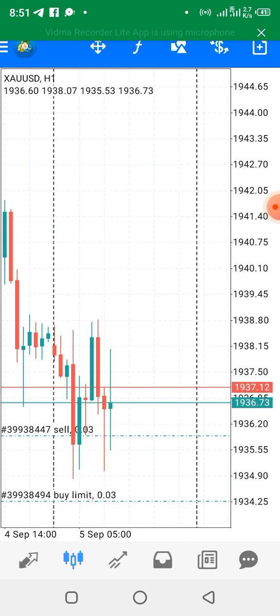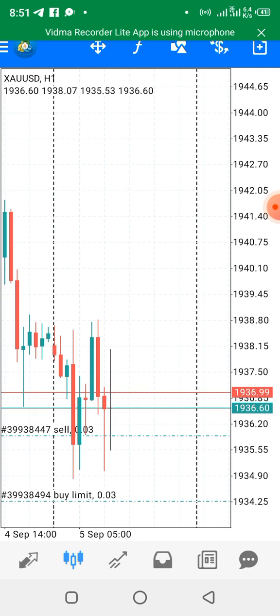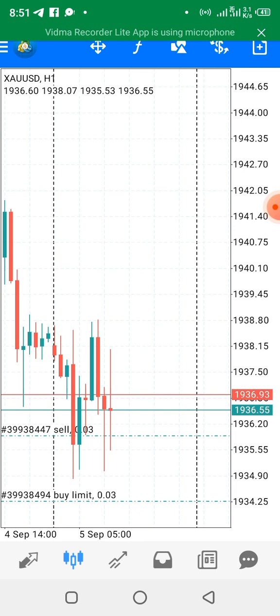You can see the one we sold before, that is live. You can see the second one, buy limit. Then 0.03, that's the lot size. We'll talk about lot size later on. Then you can see a dotted line. Once price gets to the last green dotted line, the order we set for your buy limit will be activated.